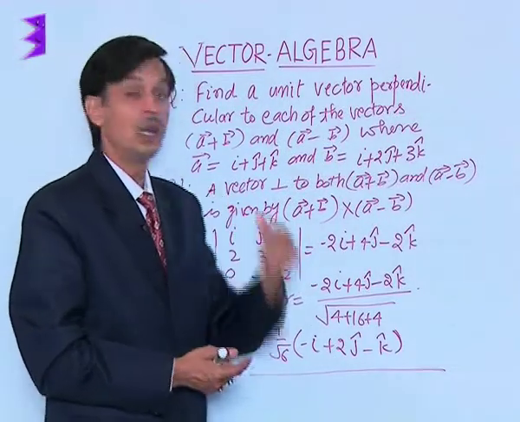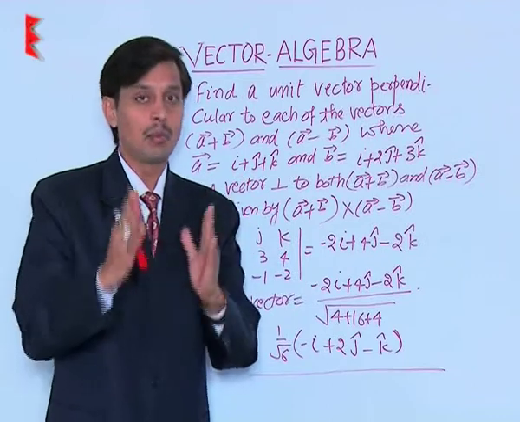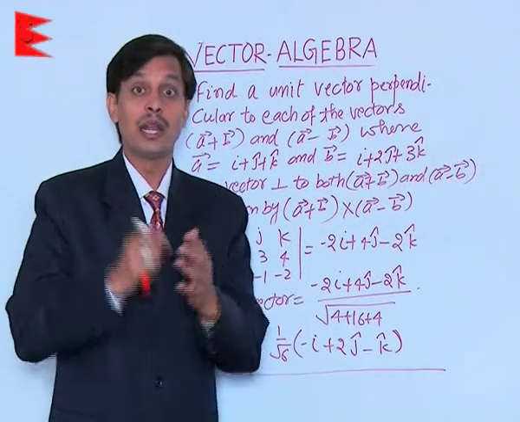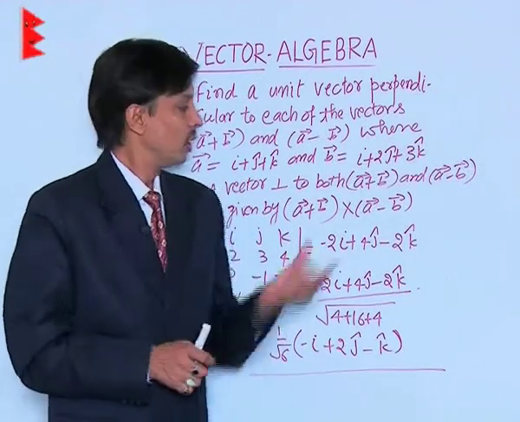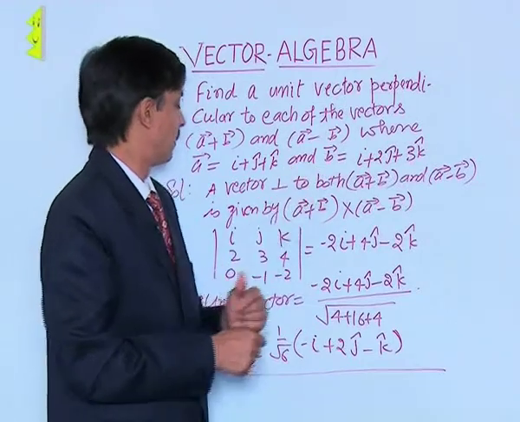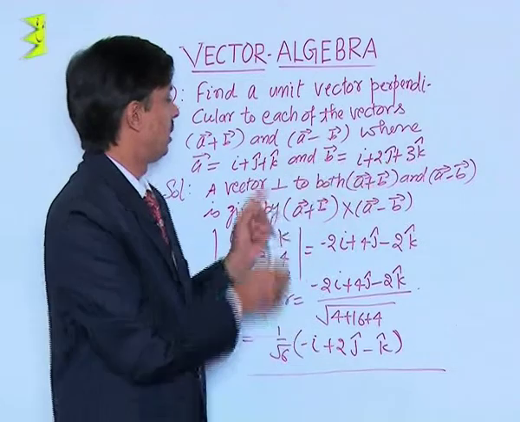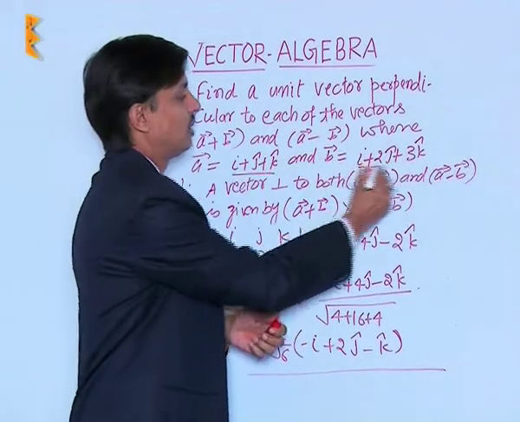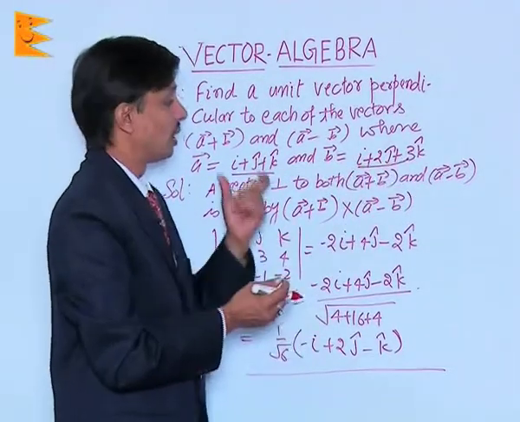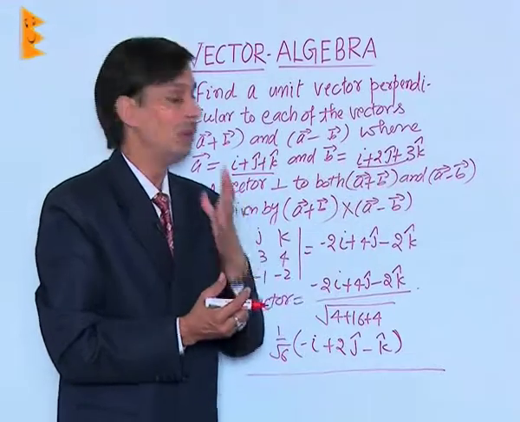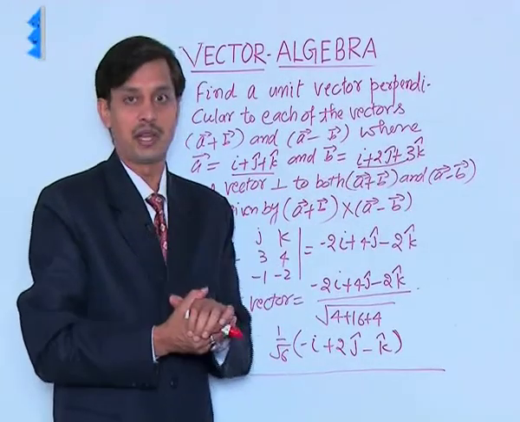In the solution we have to find first the sum of vectors a and b, then the difference of vectors a and b. So the results of a plus b and a minus b, as we have a is this vector and b is this vector, will be calculated by adding and subtracting.